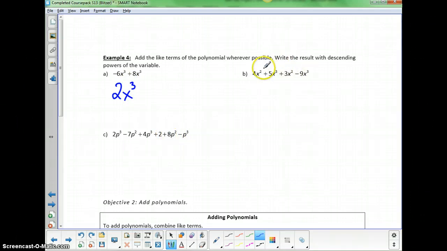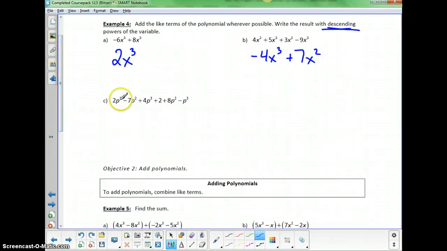And the next one, we're going to add this as well, making sure we write the result in descending order. So I'm going to start with the highest power. My 5x cubed and my negative 9x cubed will add to negative 4x cubed. Then my x squareds, 4 plus 3, will be 7x squared.